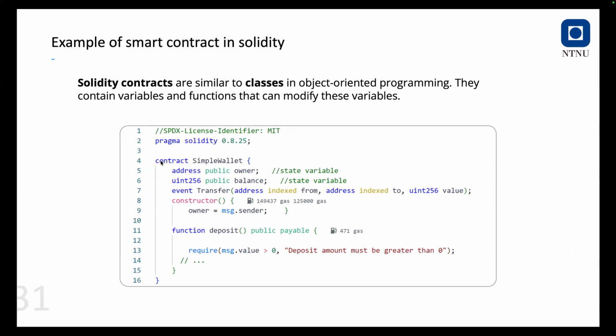It starts with the contract designation. And this one is some sort of wallet. It's called SimpleWallet. It has the owner, which is the address of who deployed it, who actually started it. And it has the balance, which is a state variable. Both of them are state variables. And it has the event of transferring from, to, and how much. And it does some logic.